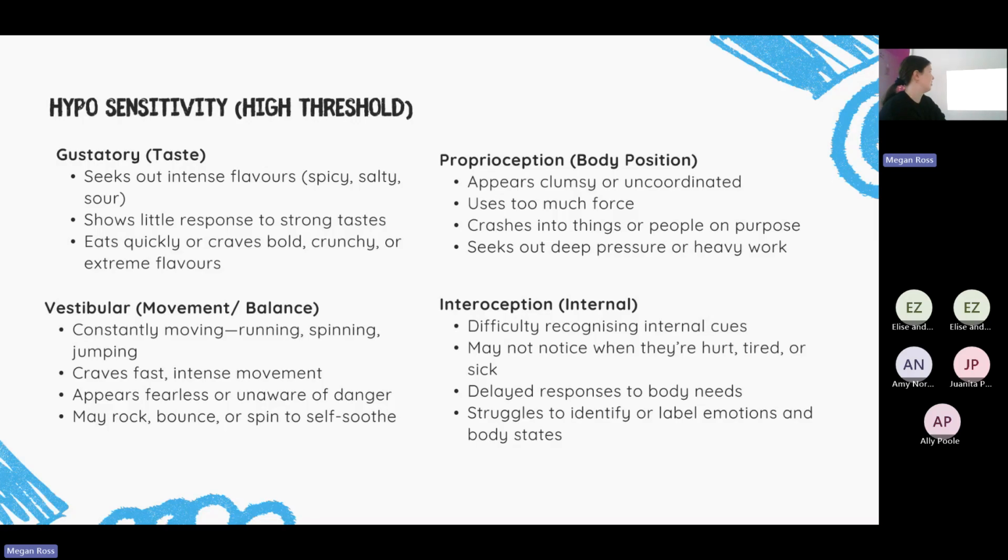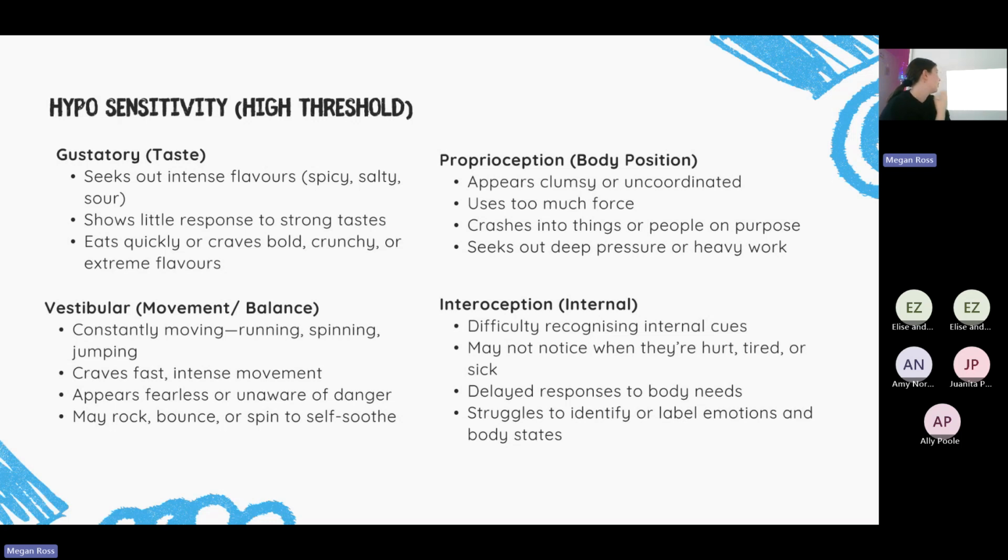Same with proprioception, they might appear clumsy or uncoordinated. They might use too much force. So maybe kids playing with another kid and they're pulling them to the ground without noticing, or they're pushing them and they're like, oh, I didn't really think that was an issue. Or crashing into things or people on purpose, really liking that intense feeling, or seeking out deep pressure or heavy work. That can be things like lifting heavy things or pushing things. Anything that's really using those muscles is what we would call heavy work. And that can be a really good thing to implement to support regulation, which I'm sure Hannah will probably talk about next time.